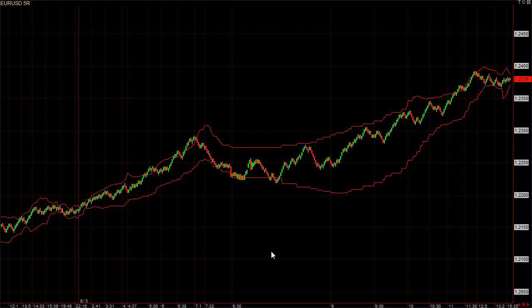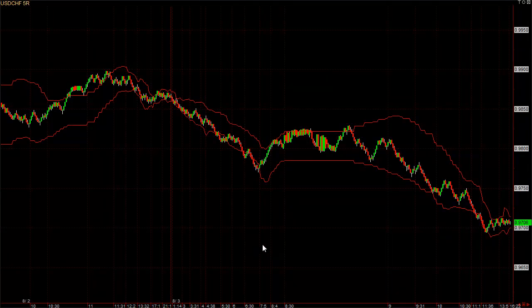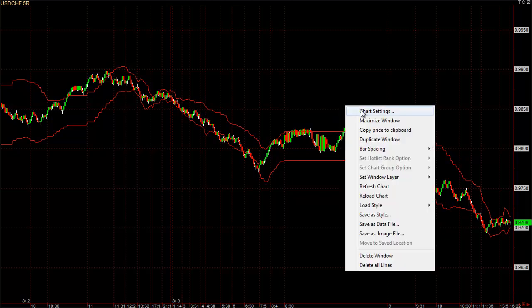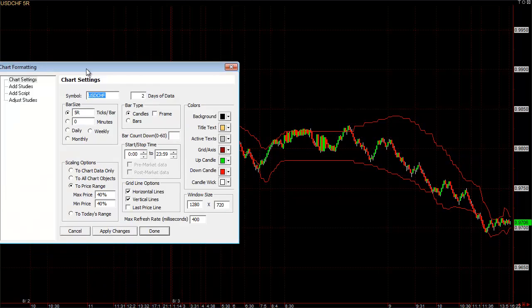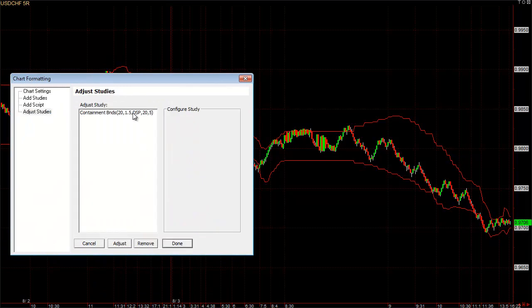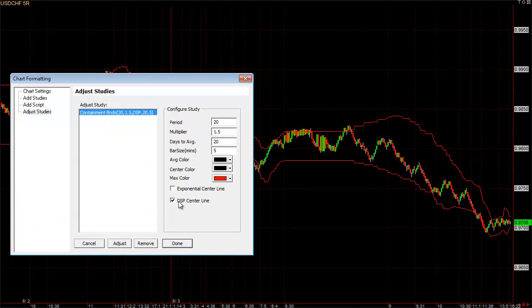Because these are faster, it just works much better than using the old bands. Notice this explosive move down, came up to the upper band, you go short. You got in almost at the picture-perfect time. Now, if you didn't have the digital signal processing technology in these containment bands, notice when I uncheck this, see the price right here where they are?